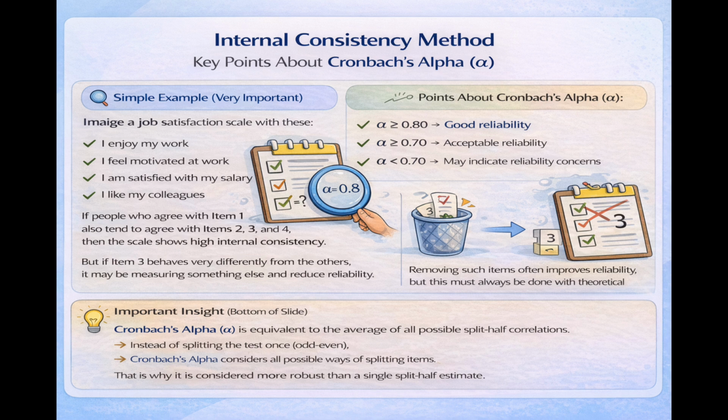The definition at the bottom of the slide is very important. Cronbach's alpha is equivalent to the average of all possible split-half correlations. This means, instead of splitting the test once, odd-even, Cronbach's alpha considers all possible ways of splitting items. That is why it is considered more robust than a single split-half estimate.